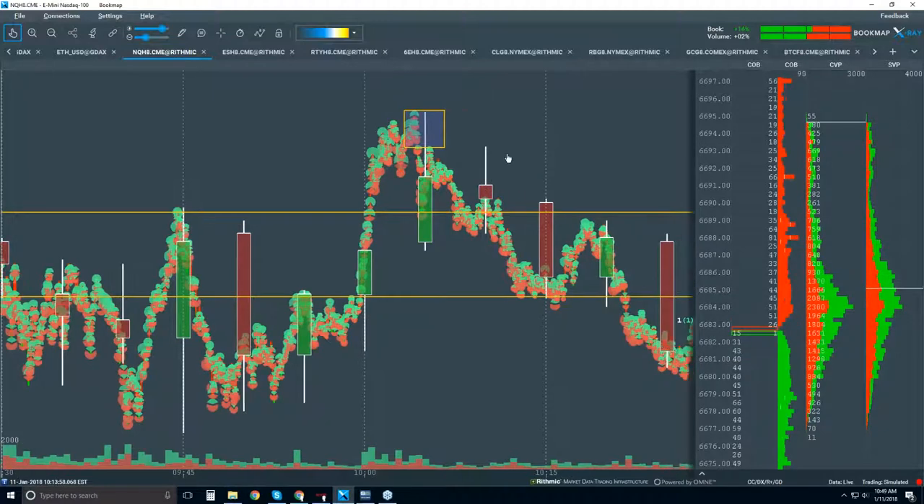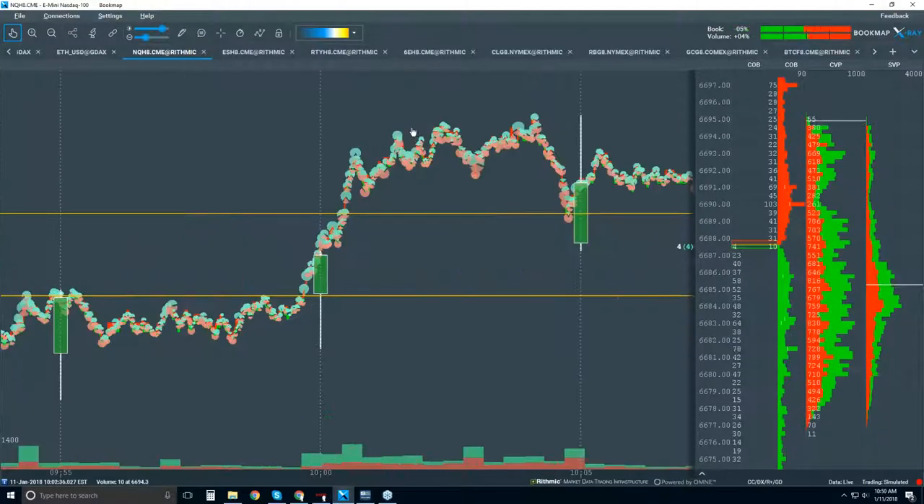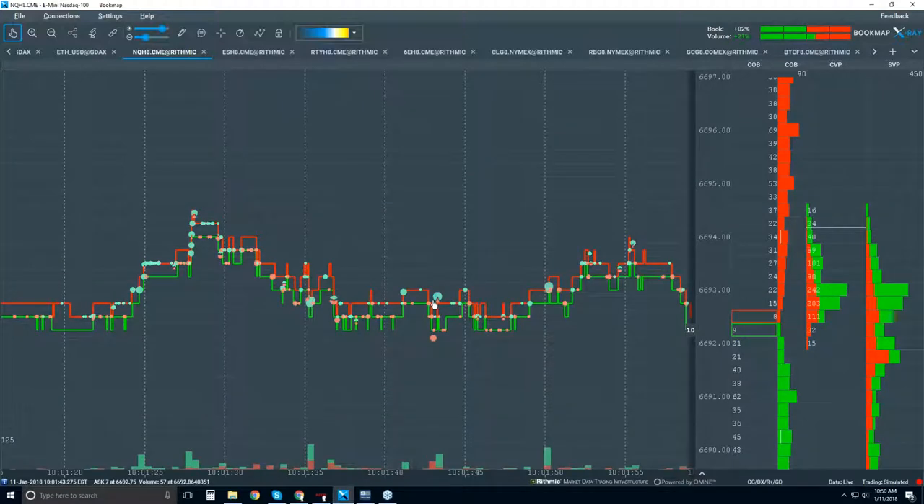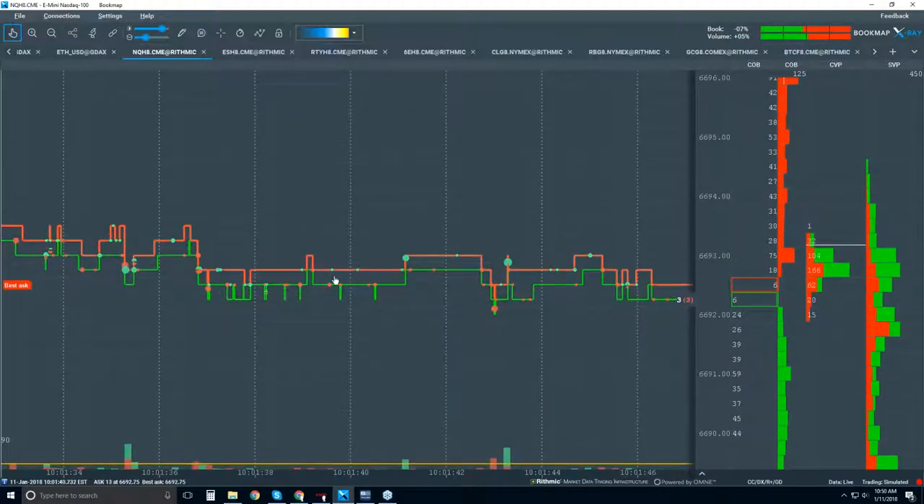Anyway, that's just one of the insights and one of the strategies and ways of trading Bookmap. All right, so let's zoom into this area because I want to show you the details of just these two simple elements that we're plotting on the chart, and the insights that you're getting from it.